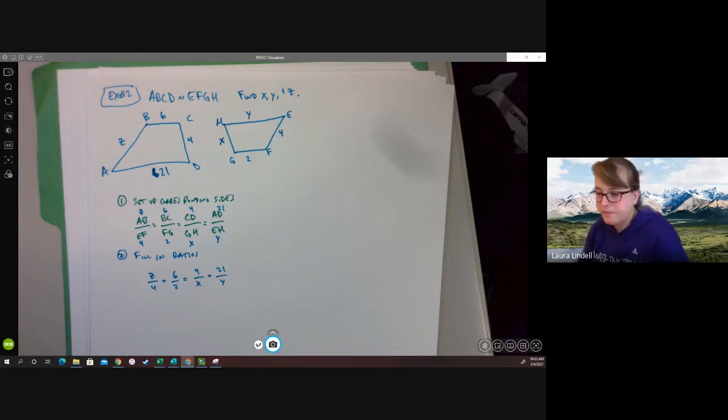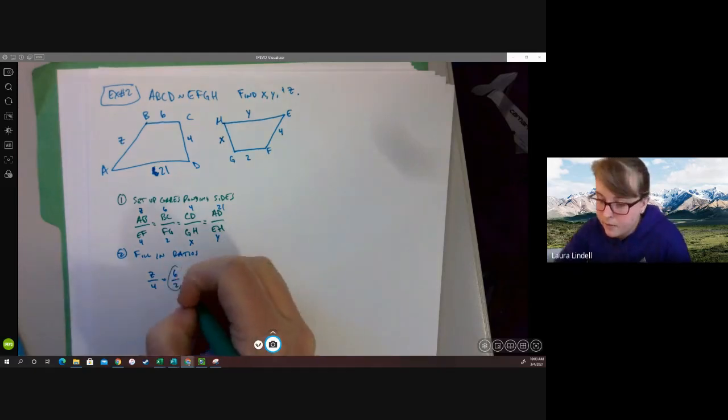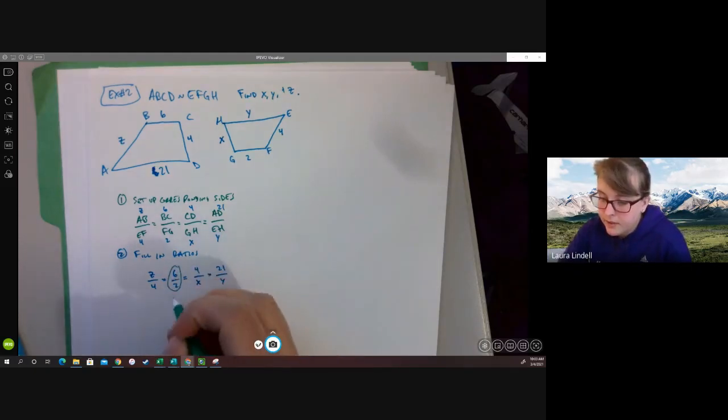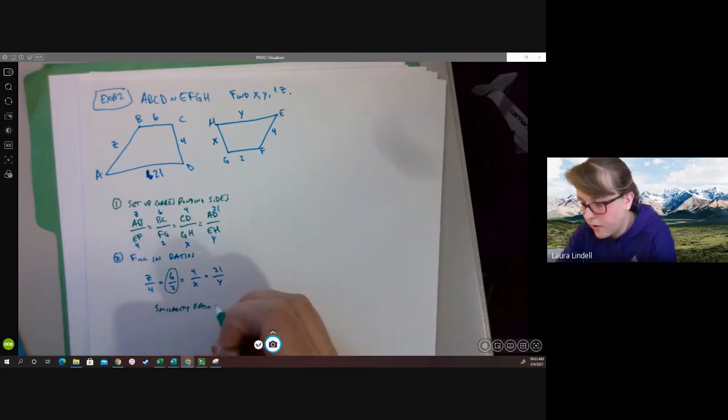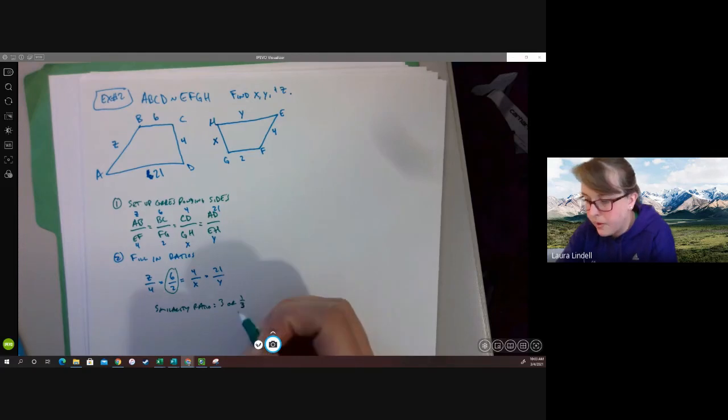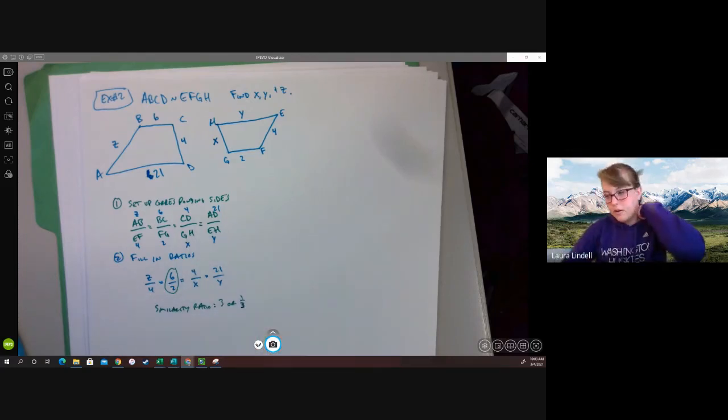Okay. So out of all of these, the only one that's completely filled in is this one here. 6 over 2. That tells me that my similarity ratio is 3 or 1/3, depending on which way I'm going.